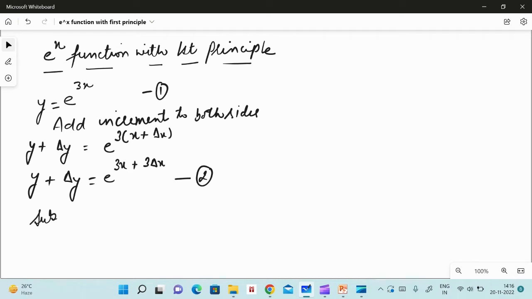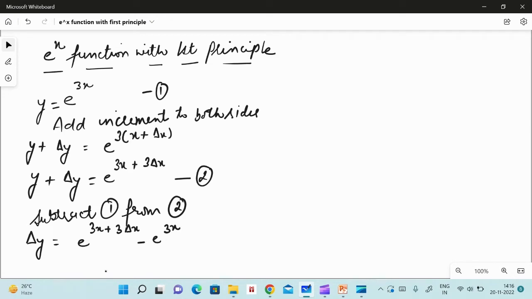I will subtract the first equation from the second. What I will get is delta y equals e power 3x plus 3 delta x minus e power 3x. If we take e power 3x common from these two, then my equation will be e power 3x times (e power 3 delta x minus 1). So this is my equation.